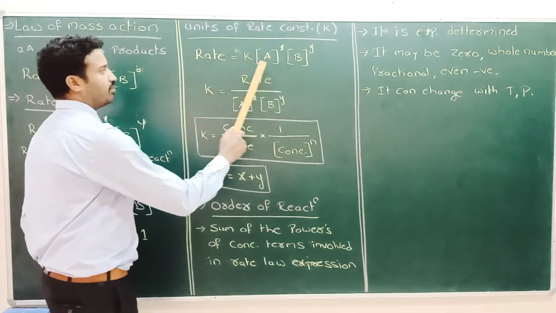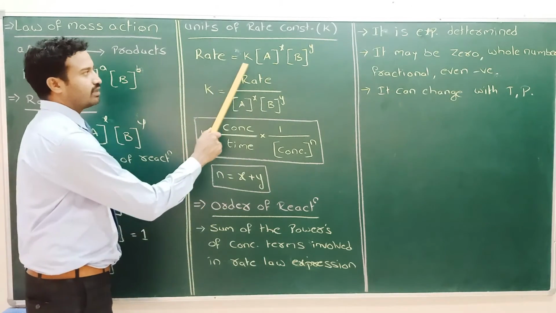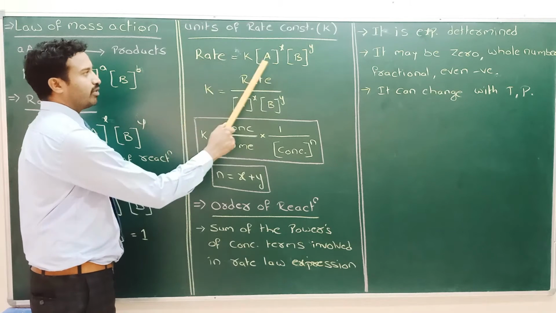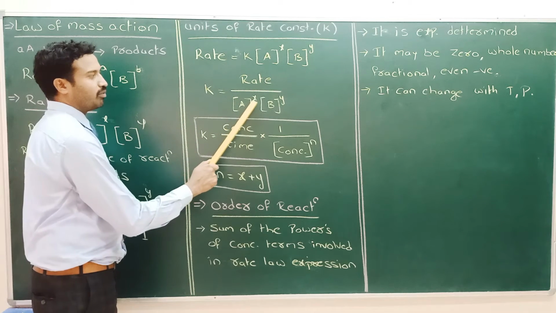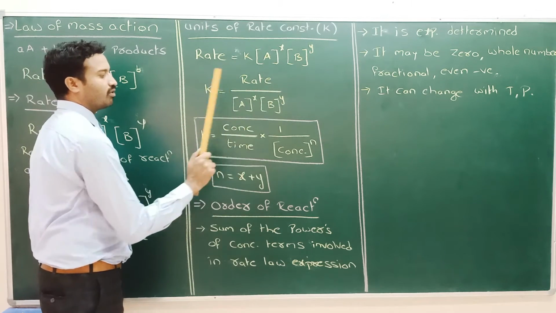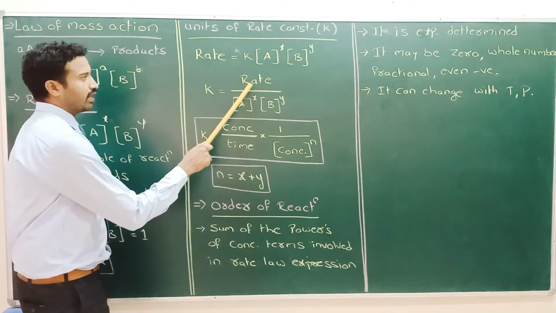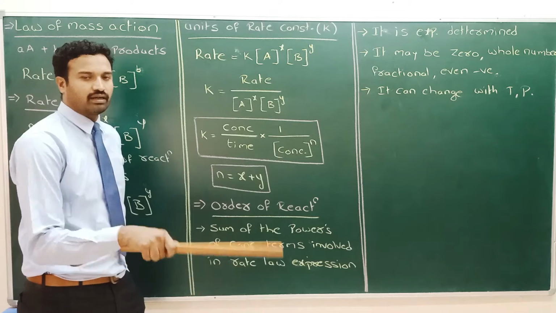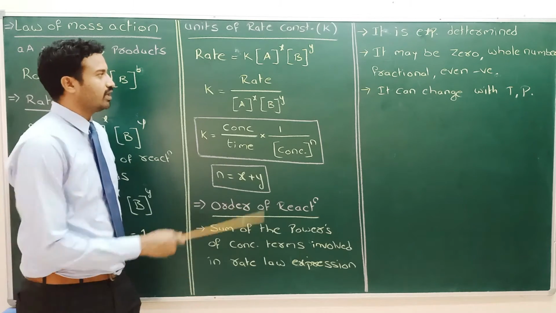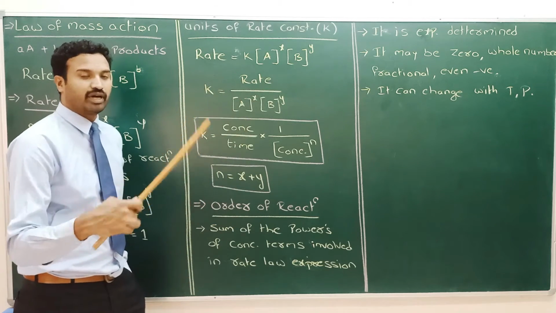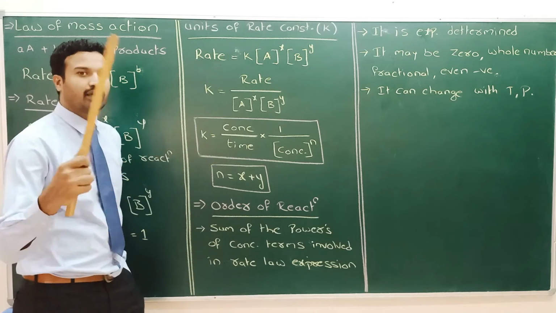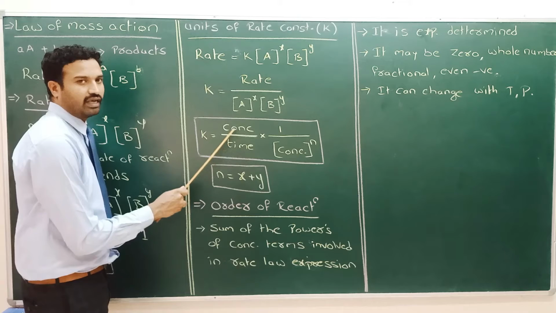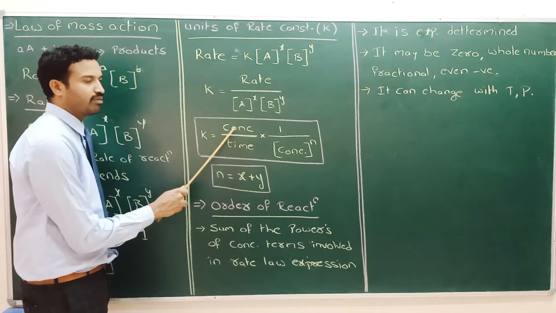Here is the same equation. We need to calculate the units for the rate constant. K is equal to rate divided by concentration of A to the power of X, concentration of B to the power of Y. Now rate is nothing but the decrease in concentration of reactant or increase in concentration of product. Rate is equal to dx by dt, or dr by dt, or dp by dt: change in concentration by change in time.